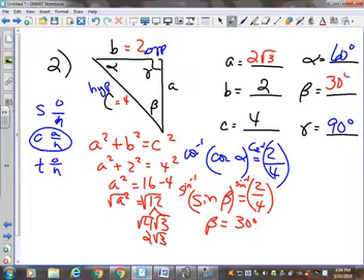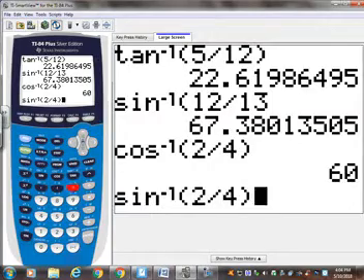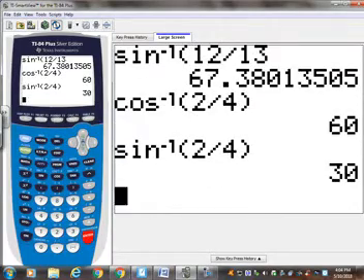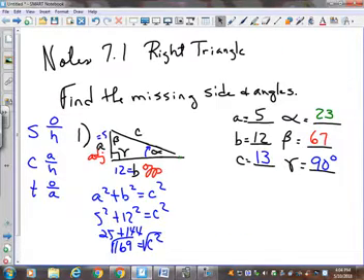Now, if you don't believe me on that, we'll go type that on the calculator, because we know that's what it's going to come out to be. Inverse sine 2 divided by 4 parentheses. And it's 30 degrees. So, from these two examples, let's recap something real quick.